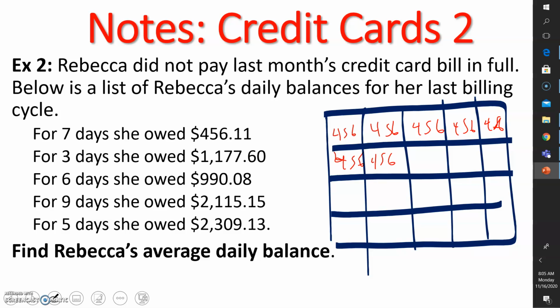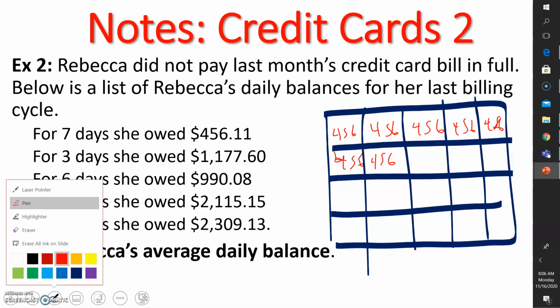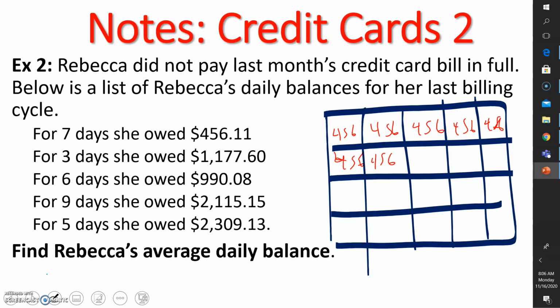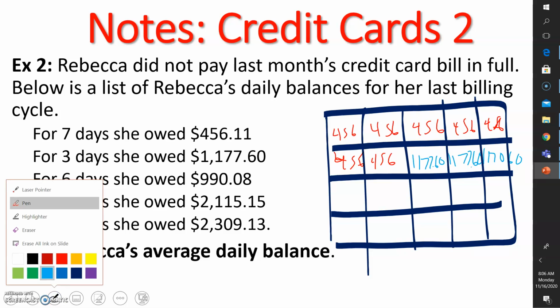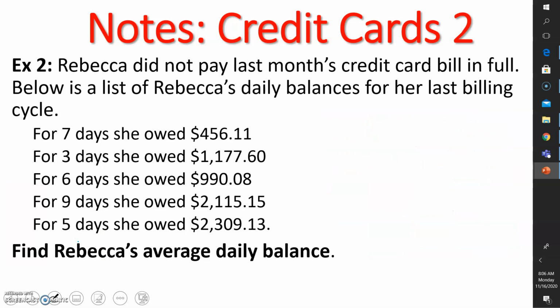Then she made another purchase. And so for the next 3 days, her balance was $1,177.60, right? $1,177.60, and so on. And her balance changes as we go throughout the month. And so there's a set number of days where she holds this specific balance. Now, the question they want us to answer here is, what is her average daily balance?